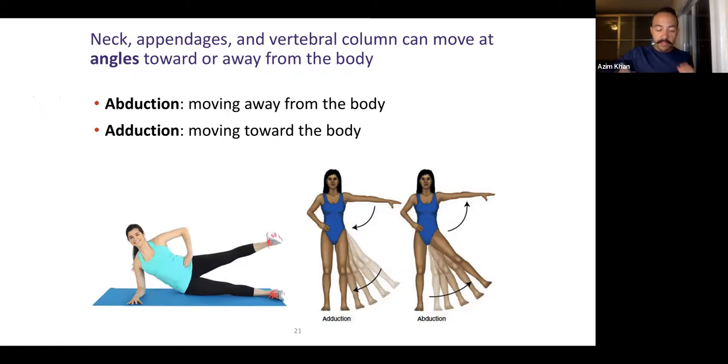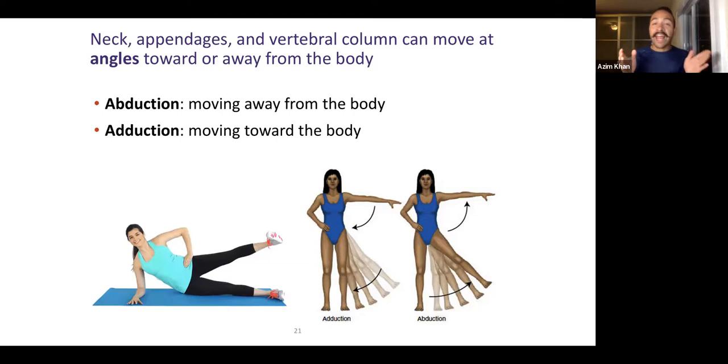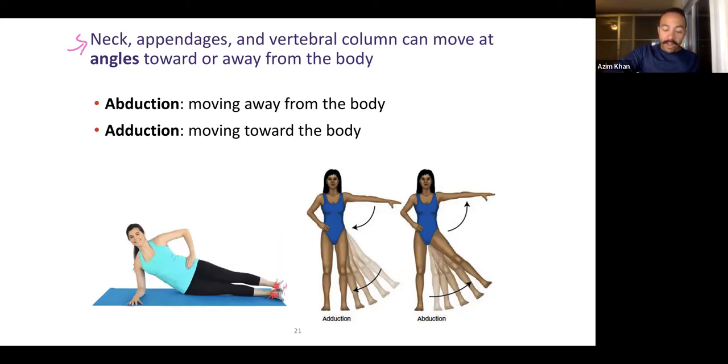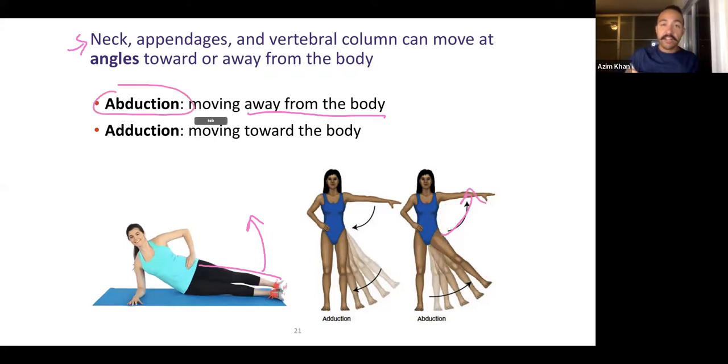This first type of movement is for moving at angles toward or away from the body. Your neck, so it could be at your cervical Z joints. Your appendages could be at your glenohumeral joints or your femoroacetabular joints, and your vertebral column, so your thoracic and lumbar Z joints. To move away from the body, so the movement, say, of your leg out away from your body or of your arm away from your body, that's abduction.